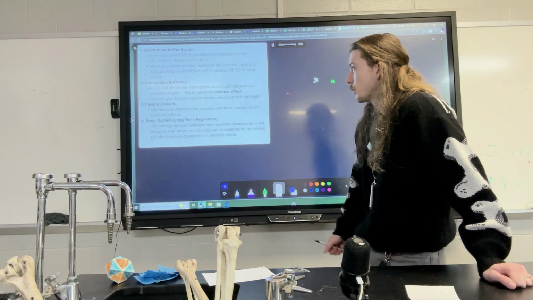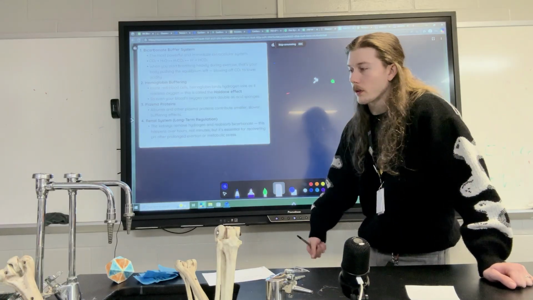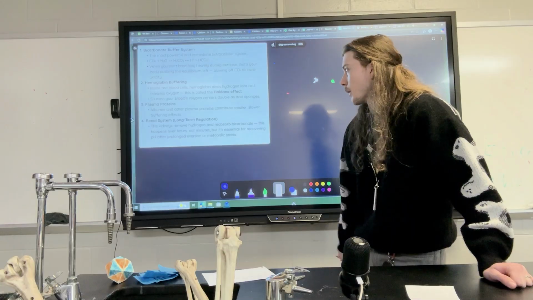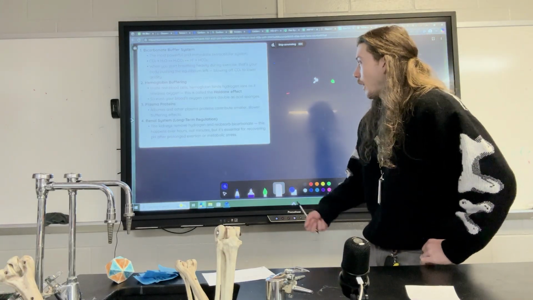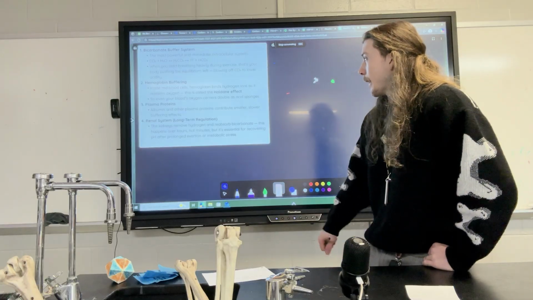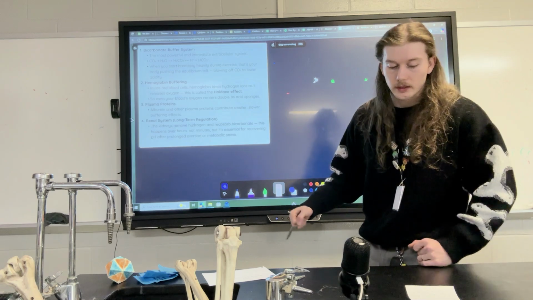Next thing we have is plasma proteins. Albumin and other plasma proteins contribute smaller and slower buffering effects. Some of them are kind of indirect. And then long term, the renal system. Kidneys are going to remove hydrogen and reabsorb bicarbonate. This is more so when you're recovering from exercise than anything else.